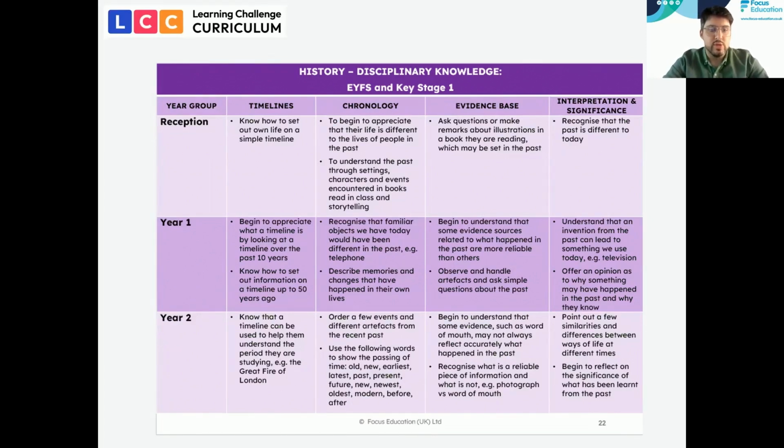So for each year group, you can see very clearly the expectations under the different areas of, in this example, history. So we've got timelines, chronology, evidence-based interpretation, and significance as our 4 key areas for history. But for each year group, all the way up to year 6, you can see the kind of historical knowledge that you want the children to develop across the year. So the disciplinary knowledge is the knowledge that makes the children historians. It's not specific to one unit. It's knowledge that they will develop across the year, and we've mapped this out for you for each year group.